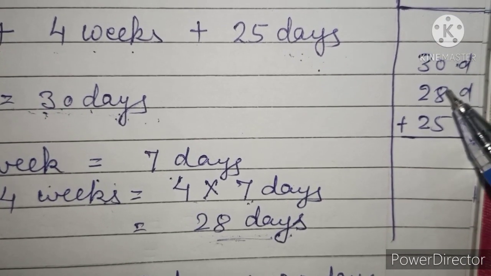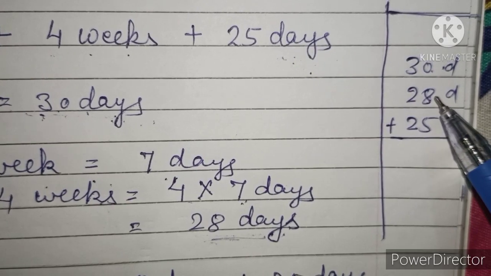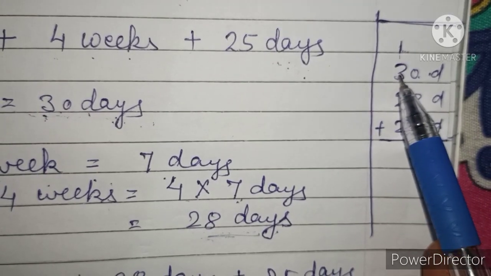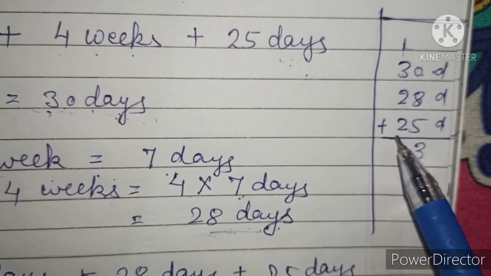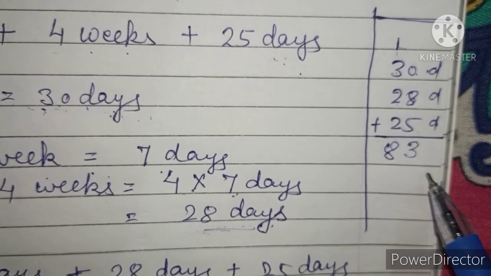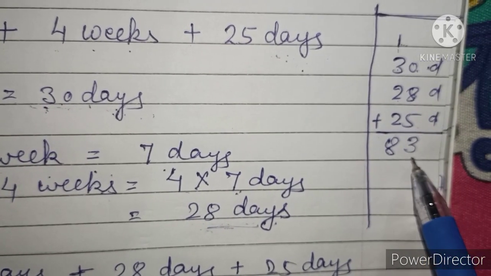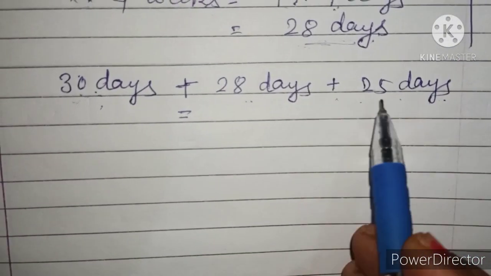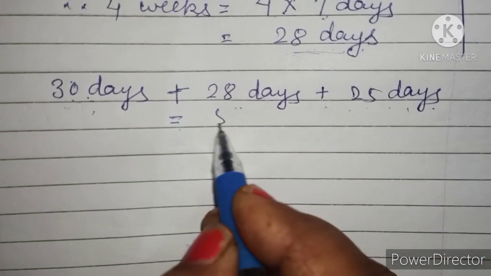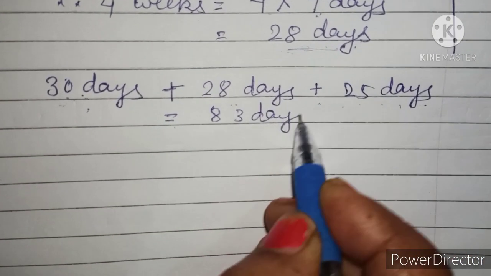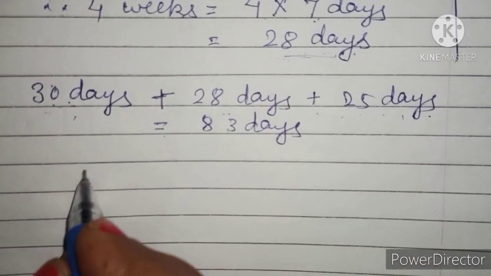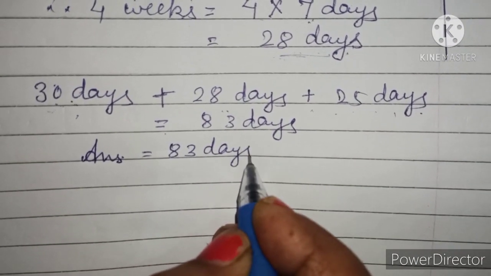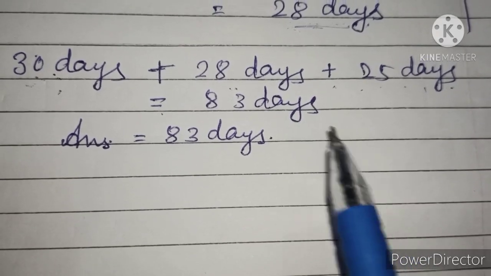Let's start. 8 and 8 and 5 is 13. 1 carry. 1, 3, 4. 4, 2, 6. 6, 2, 8. 83 days. So 30 days plus 28 days plus 25 days is equal to 83 days. Now we have to write here the answer. 83 days. Is that clear, students?